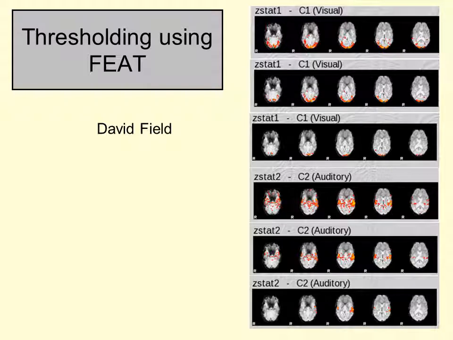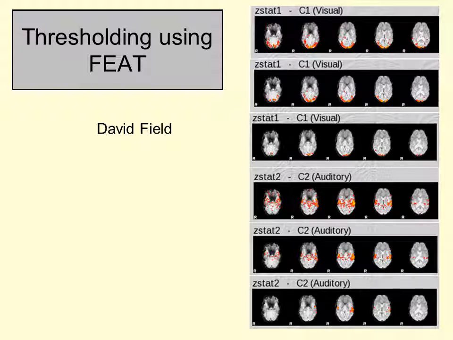Okay, this is the last lecture in the series about brain imaging using FSL, and today we're going to talk about the statistical thresholding options that you've got in FEAT.